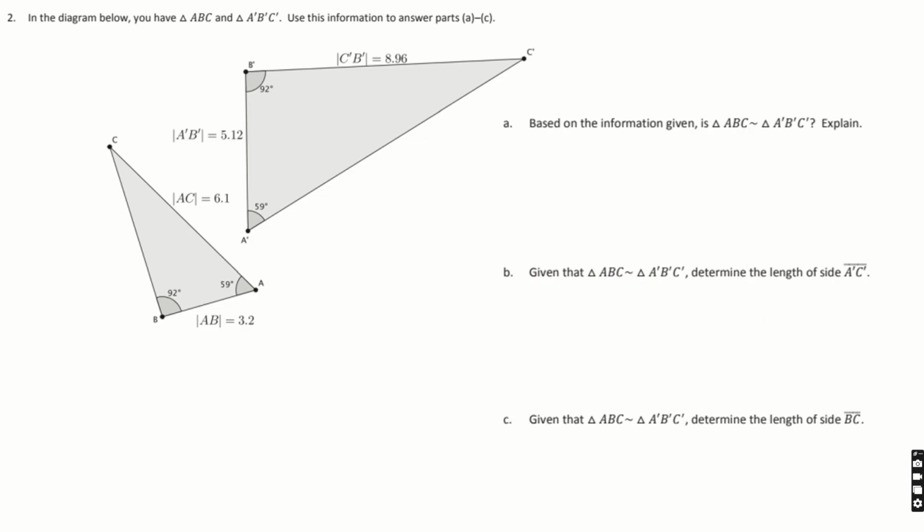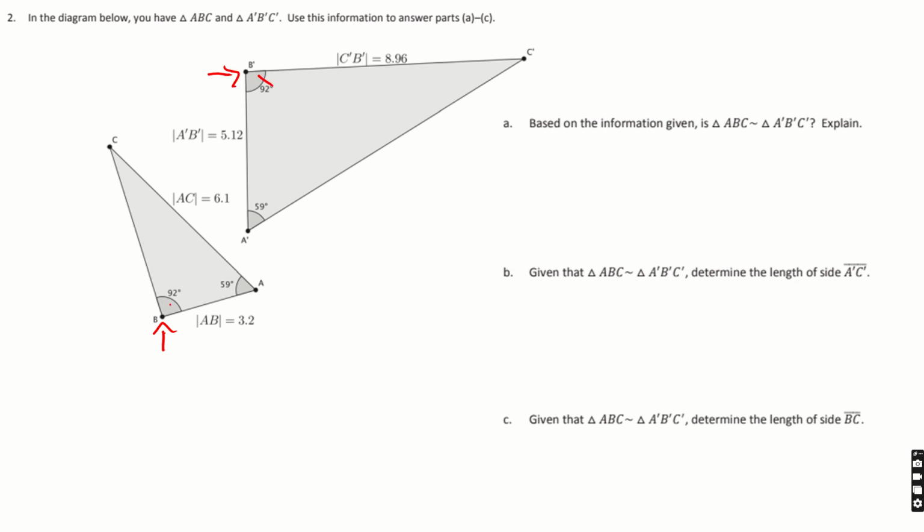Looking at this next one here, it says in the diagram below, you have triangle ABC and triangle A prime, B prime, C prime. So these are not nested anymore, so we don't have anything as a given. Use this information to determine this. Based on info given, is triangle ABC similar to triangle A prime, B prime, C prime? Explain. So we have a 92-degree B, and B prime is 92 degrees.